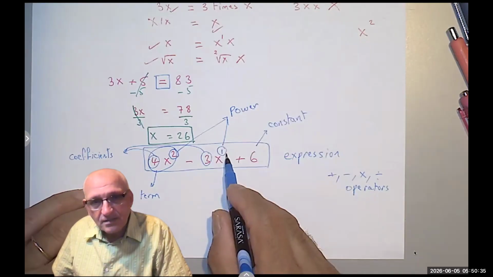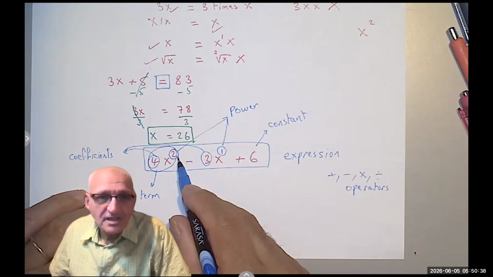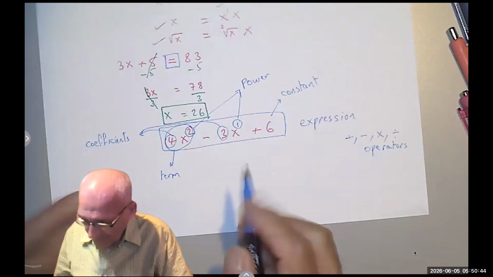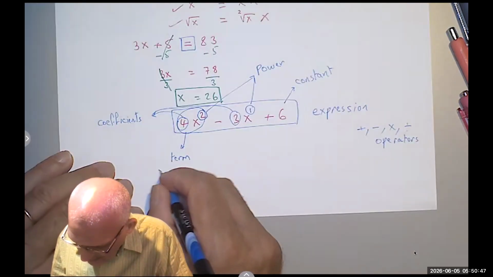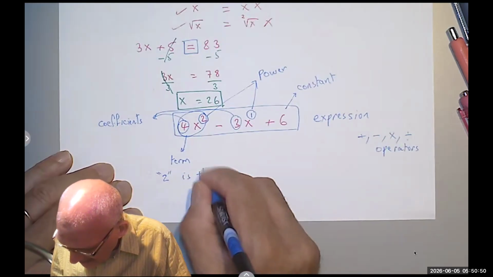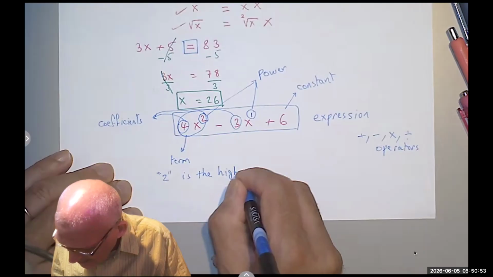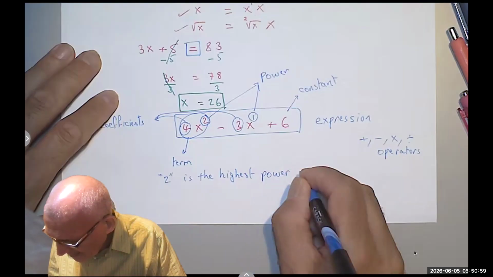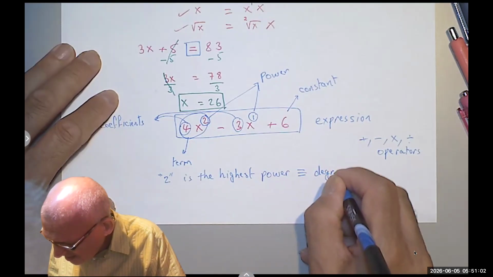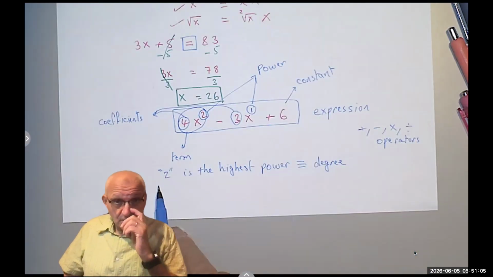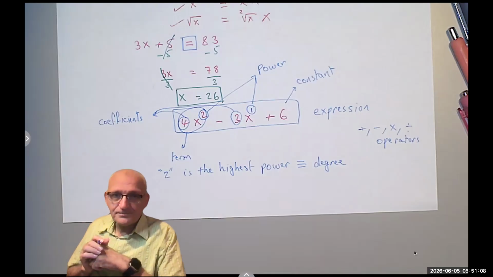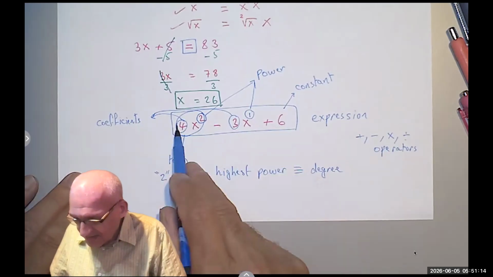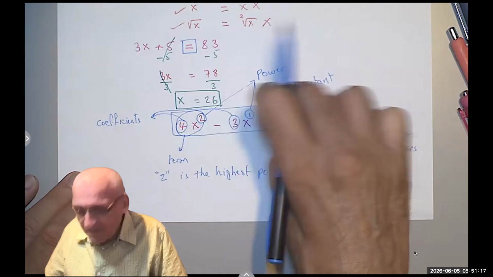X to the power of 1 is X. X to the power of 2, we call it X squared. X to the power of 3, we call it X cubed, and so on and so forth. The 2 here is the highest power in that polynomial, and we call it the degree. So the degree of this expression is 2, because 2 is the highest power. Okay? The X, as we said, is a variable. The 6 is a constant. These are coefficients. These are 3 terms.